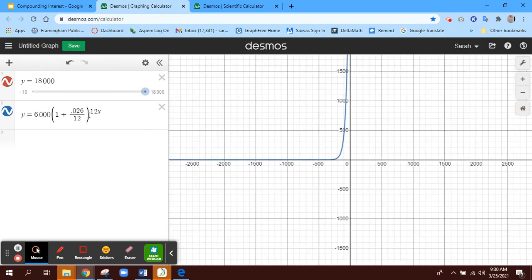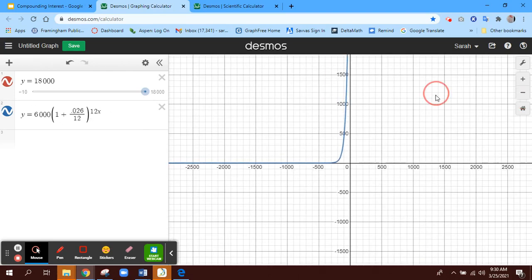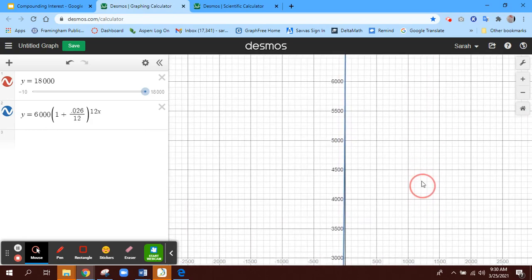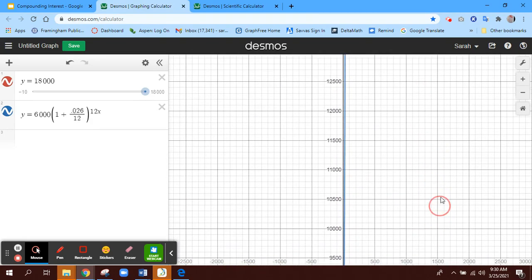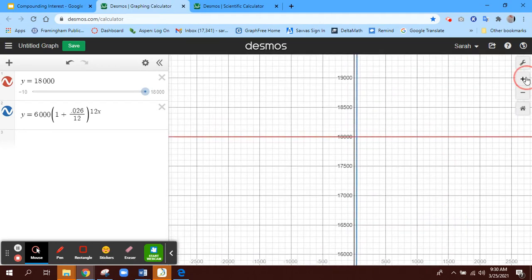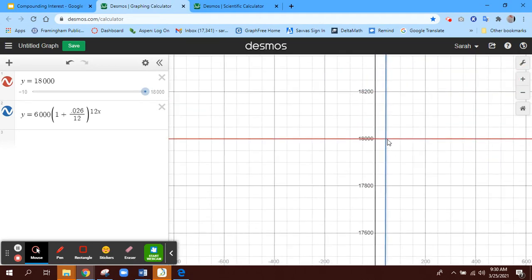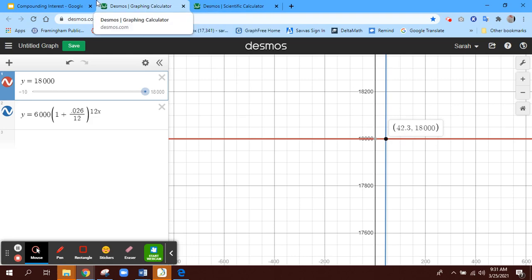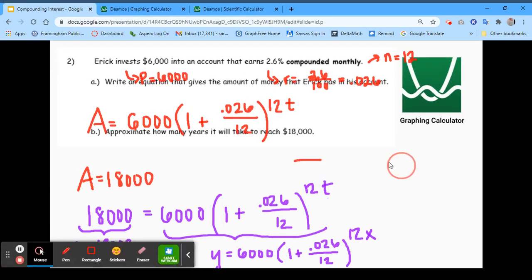Okay, so you'll start seeing that increasing exponential graph. And my goal is to find when it hits 18,000. So I might have to search a little bit. And I should see that straight line across at 18,000. So my goal is to see where they meet. These two graphs meet at the coordinate point 42.3, comma 18,000. And that's what I'm going to write on here.